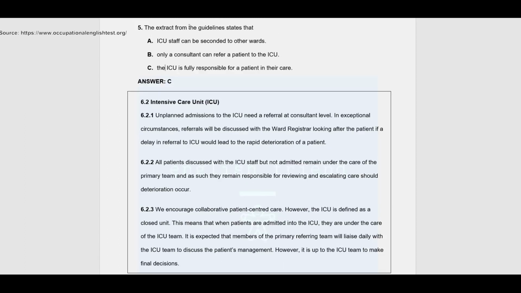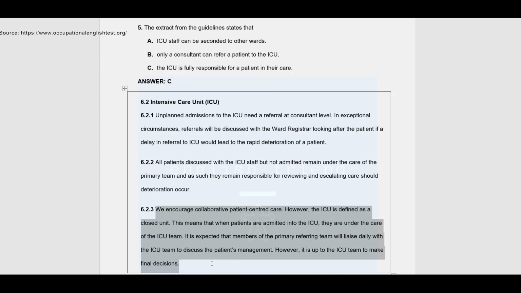Now question number 5. The extract from the guideline states that, here the answer is C, which says the ICU is fully responsible for a patient in their care. As we go through the paragraph, in the last part we may find we encourage collaborative patient-centered care. However, the ICU is defined as a closed unit. This means that when patients are admitted into the ICU, they are under the care of the ICU team. It is expected that members of the primary referring team will liaise daily with the ICU team to discuss the patient's management. However, it is up to the ICU team to make final decisions.